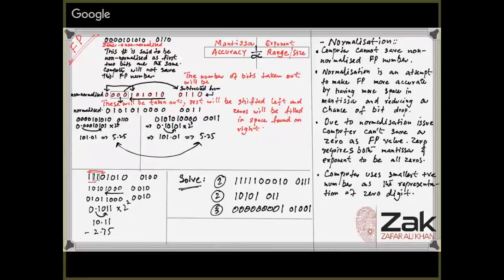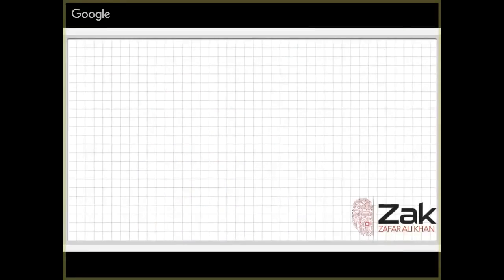So the last thing: what if your number is in fractions only, in 0 point something? All right, so how do we actually solve it? Let's say we have 0.25, and we have to solve it. How do we solve it? Let's say we have 8 bits in mantissa and 4 bits in exponent. For 0.25, first we have to convert it.